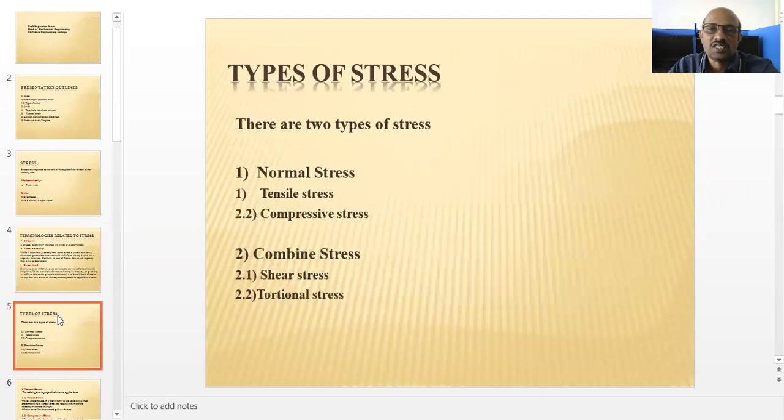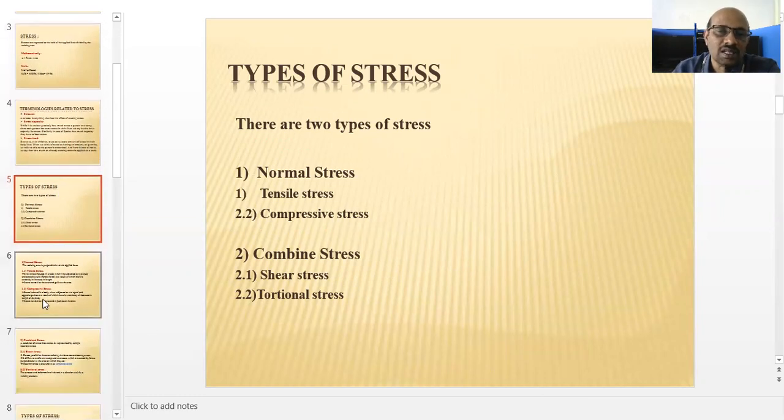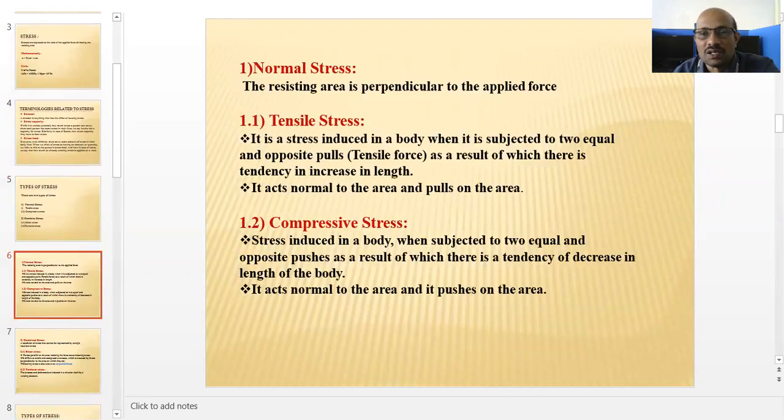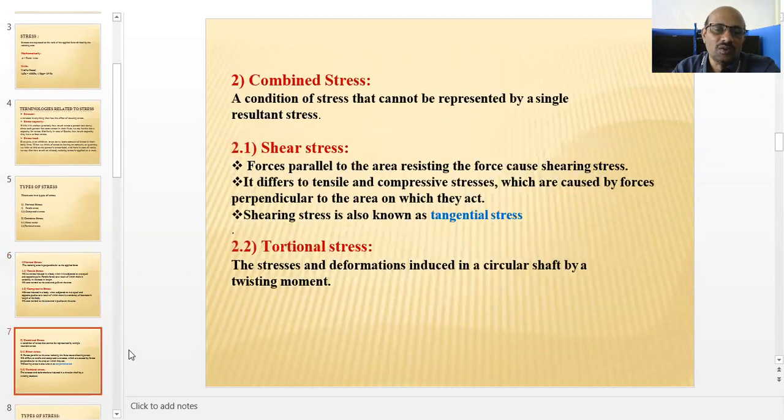Types of stresses: there are two broad categories. One is normal stress, which includes tensile stress and compressive stress, and another is combined stresses. In combined stresses, again there are shear stress and torsional stress. Next, we saw what normal stress is, what tensile stress is, and what compressive stress is. Then we saw combined stress, shear stress, and torsional stress.